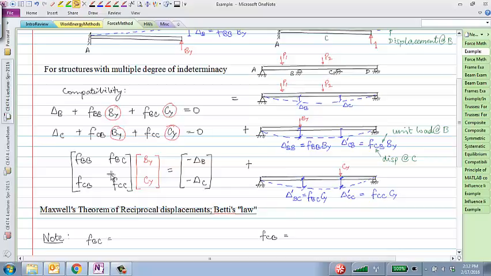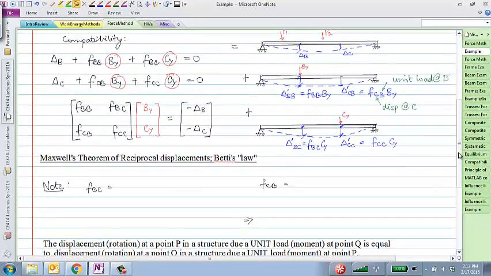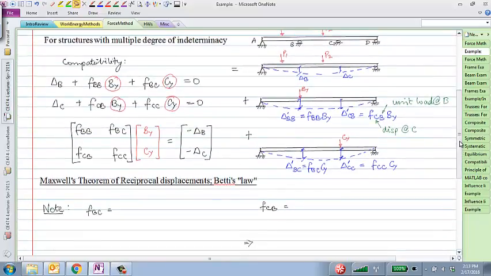But something helps us in this case. The theorem of reciprocity helps us quite a bit, because it turns out that this flexibility matrix is symmetric. That is, the displacement at B due to a unit load at C is the same as the displacement at C due to a unit load at B. And the reason for that is this Maxwell theorem. So let's take a look at how you would calculate the displacement at B due to a unit load at C.